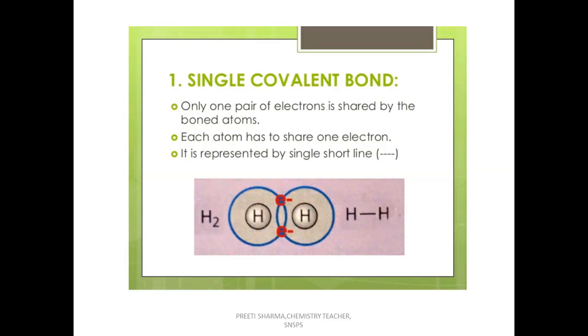One is the single covalent bond, second is the double covalent bond, third is the triple covalent bond. When two electrons are shared between the atoms, like I have shown you in the case of hydrogen, it is represented by one single line, and it is known as a single covalent bond, or sigma bond.